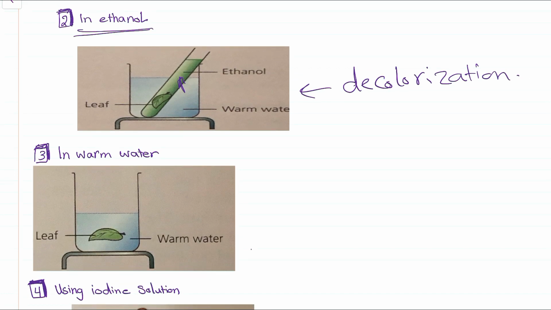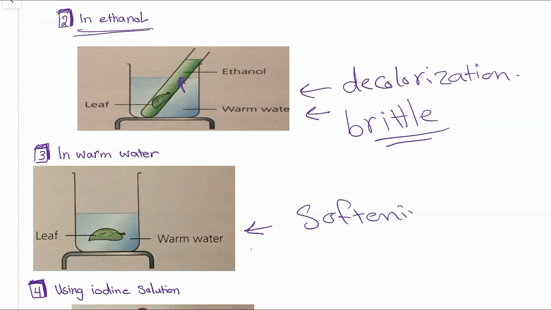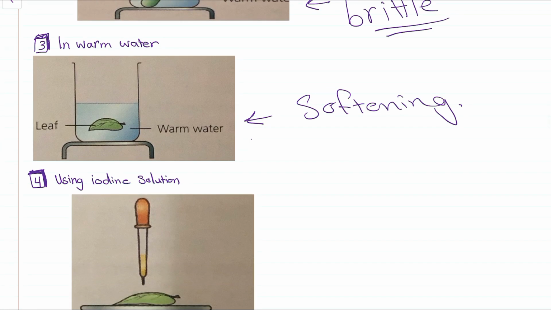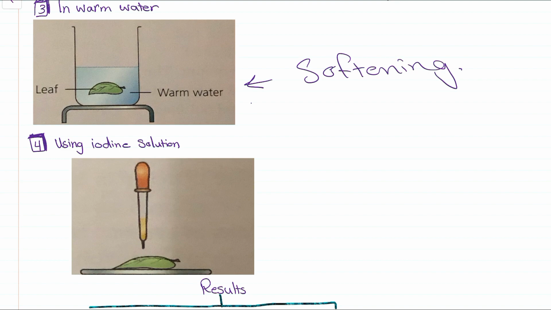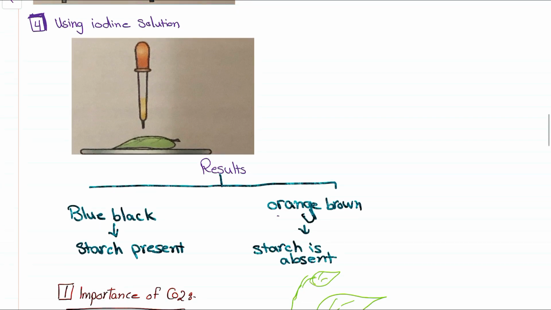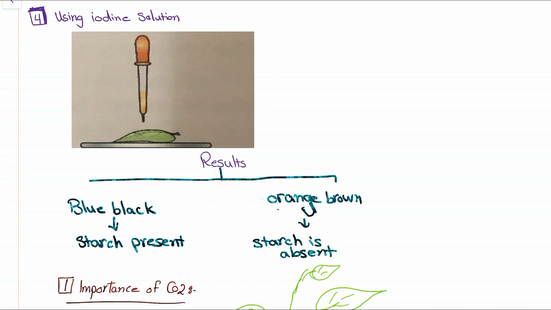After that, during the ethanol, the leaf becomes brittle. It's very hard to handle. So we add it in warm water for softening the leaf. Now we have this leaf which can be handled. Add a few drops of iodine solution and check the presence or absence of starch.